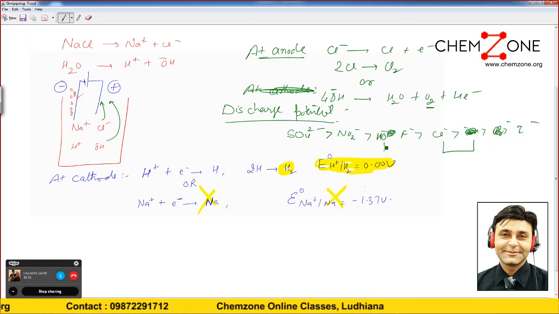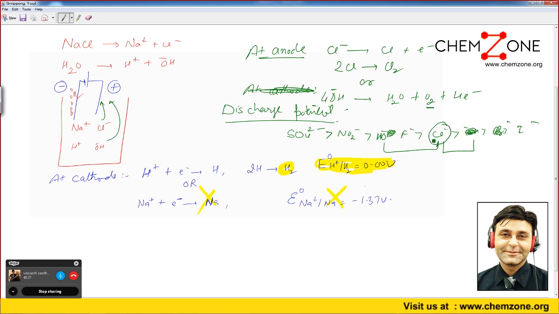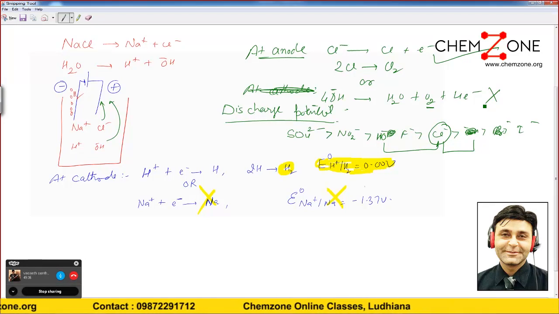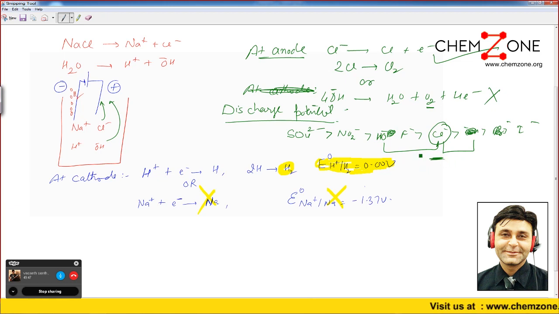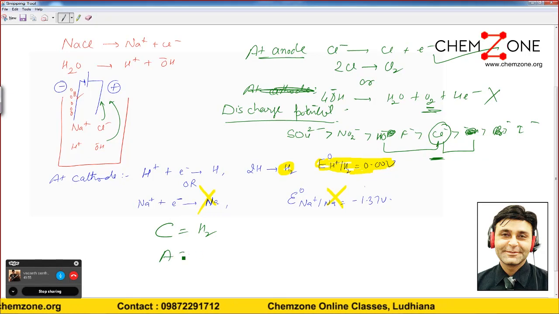So if you compare the OH and the Cl, which will be discharged first? The one which requires less amount of energy, right? Less potential is required by the chloride ion. So this will take place, this will not take place. One or the other will take place, not both. It means the chloride ion will be discharged. The oxygen gas will not be liberated. So we say at cathode hydrogen gas is produced and at anode chlorine gas is liberated.